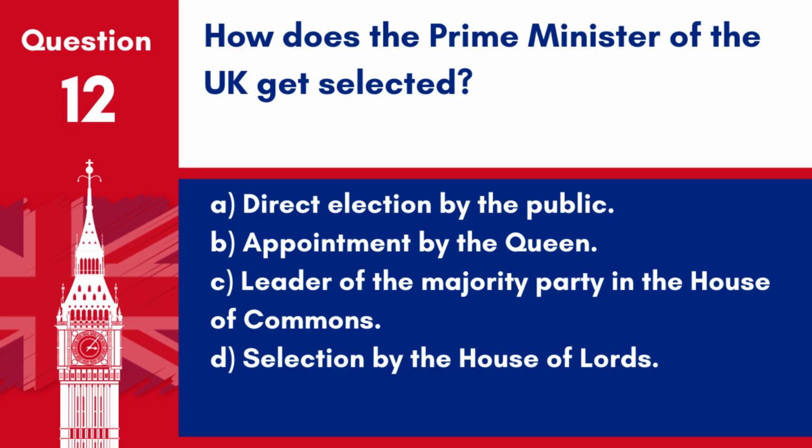Question 12. How does the Prime Minister of the UK get selected? A. Direct election by the public. B. Appointment by the Queen. C. Leader of the majority party in the House of Commons. D. Selection by the House of Lords.